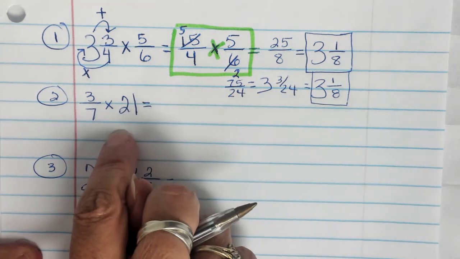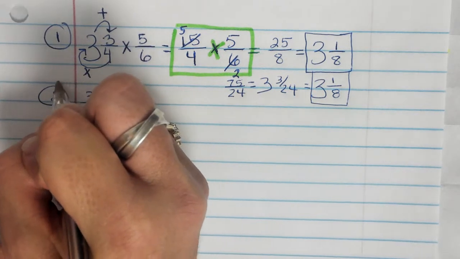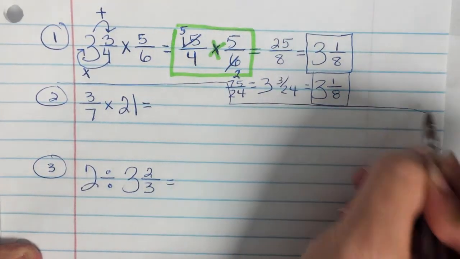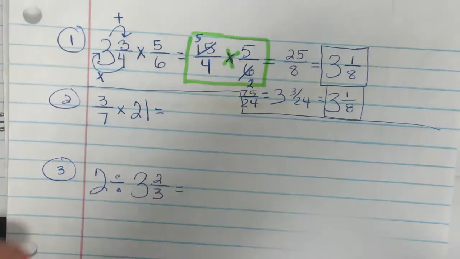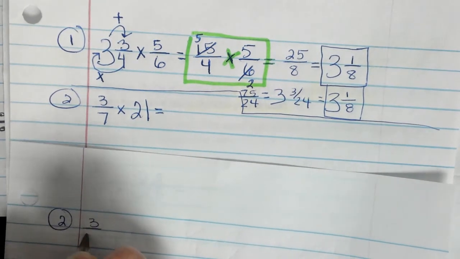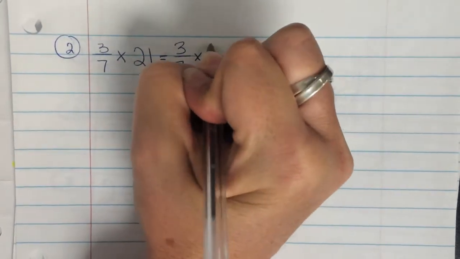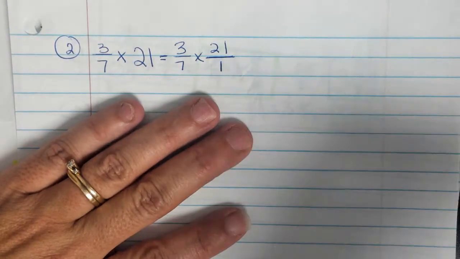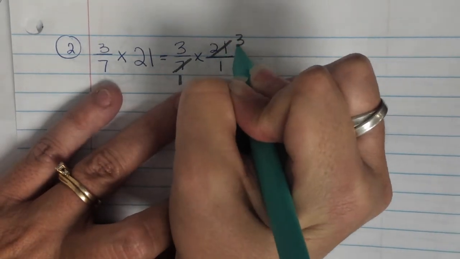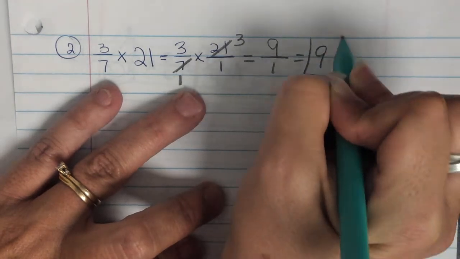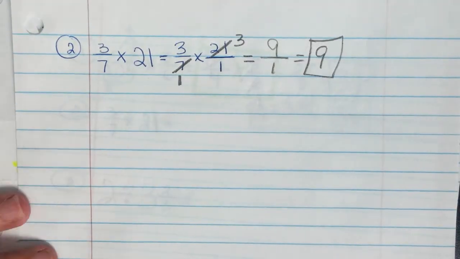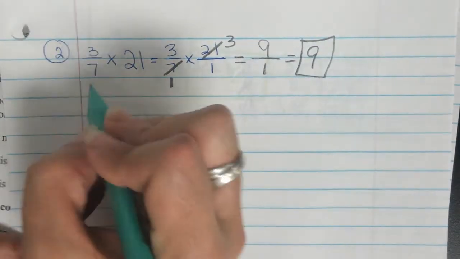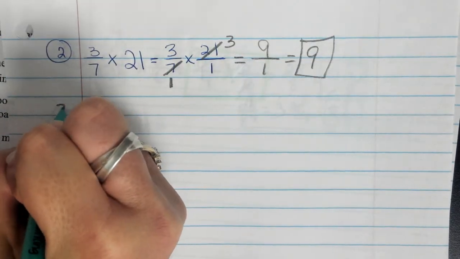Okay. Number 2. 3/7 times 21. Ugh. I don't like the way it's written, so I'm going to go to a new piece of paper. It's bothering me. But listen, do we flip anything? No. Just keep 3/7 times 21, and it is over 1. Does 7 go into 21? Yes. So 7 into 7 once, 7 into 21, 3. Okay. You don't have to cross simplify as long as you simplify your answers.